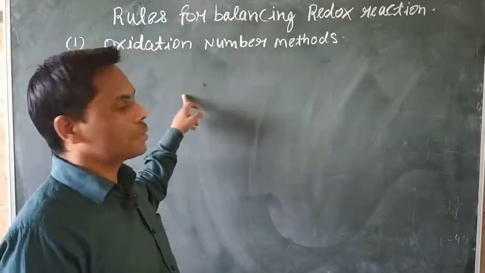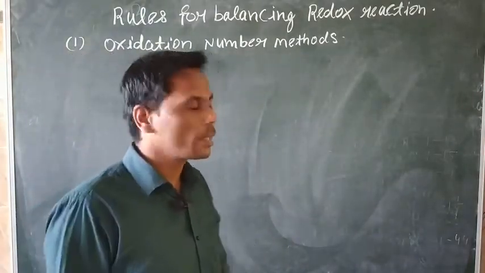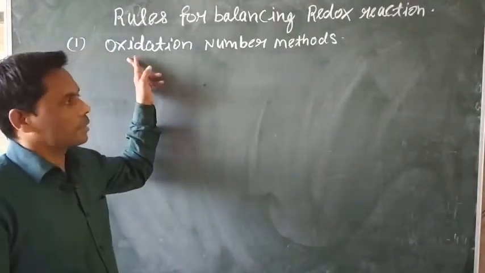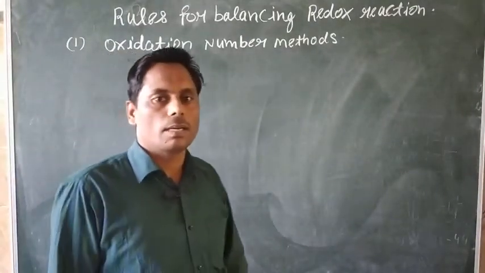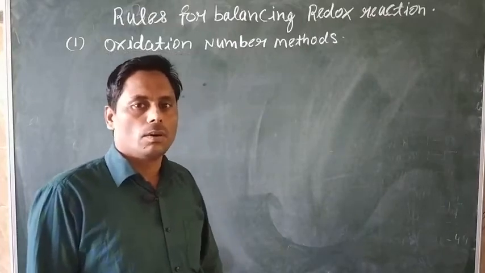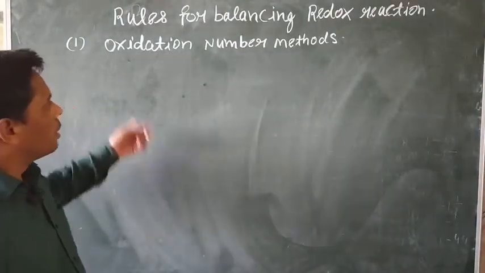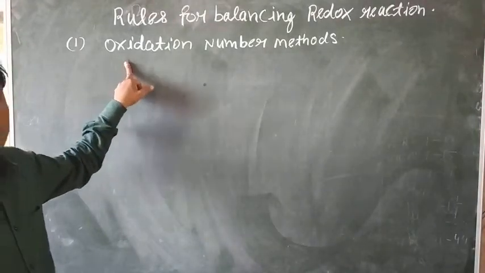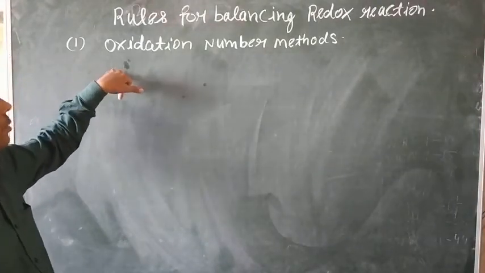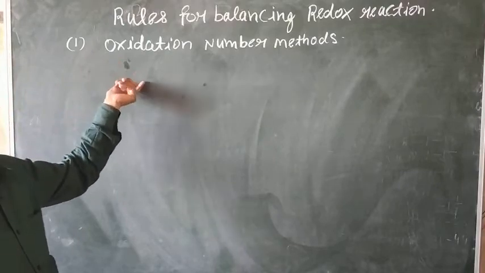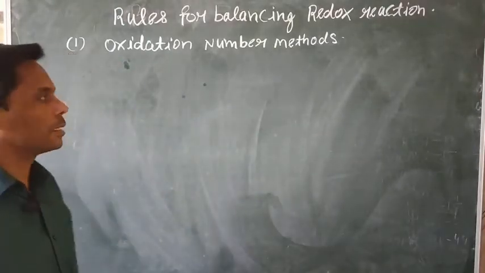But there are two methods for balancing the redox reaction. First, the oxidation number method, and second, the ion-electron method or half reaction method. First, we discuss the oxidation number method. In this method, there are a number of rules. The first point is to write the unbalanced reaction, or skeleton equation.